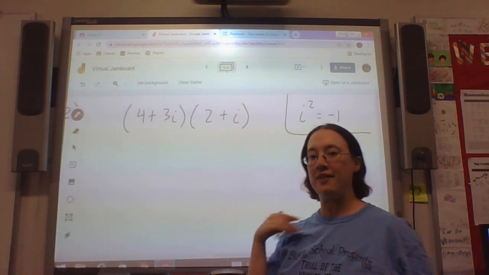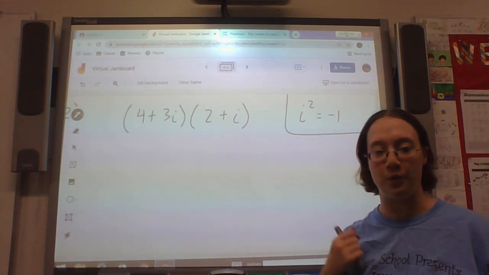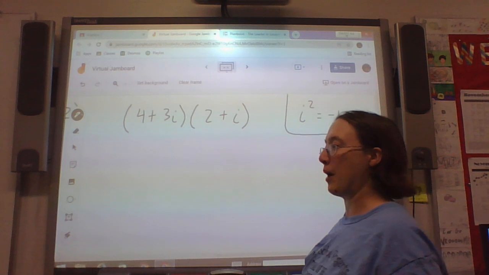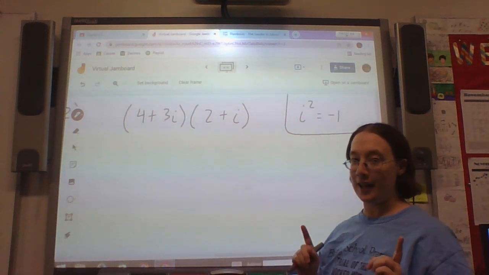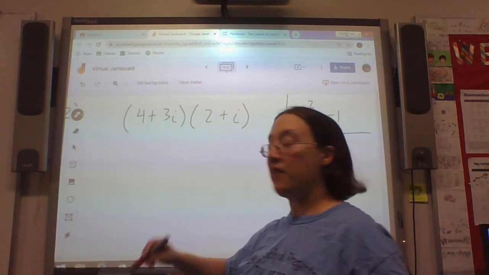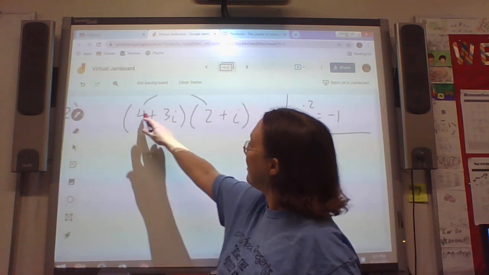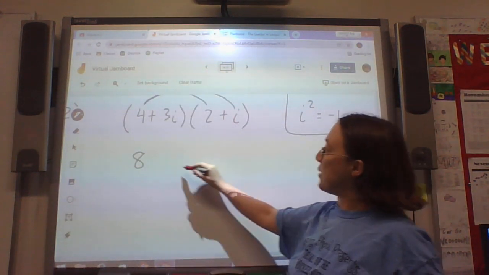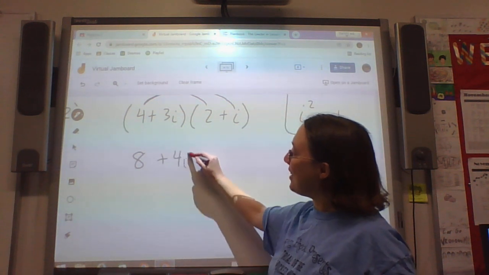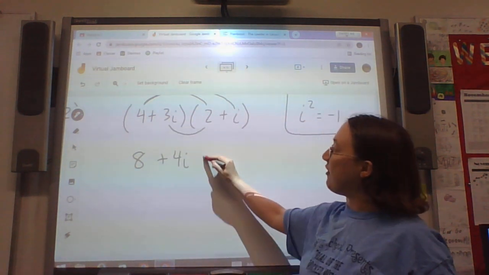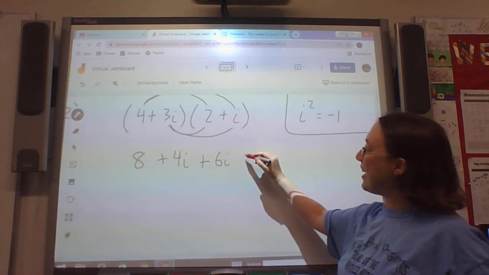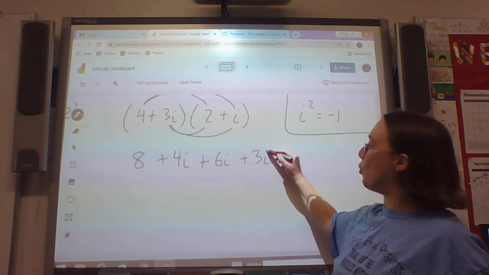Because if we're multiplying, this is where we're going to end up with i squared. So if we have i's and we're adding them or subtracting them, we're not going to end up with an i squared. But if we're multiplying, now we will. So we're going to FOIL this. First, 4 times 2 gives you 8. Outside, 4 times i gives you 4i. Inside, 3i times 2 gives you 6i. And last, 3i times i gives you a 3i squared.